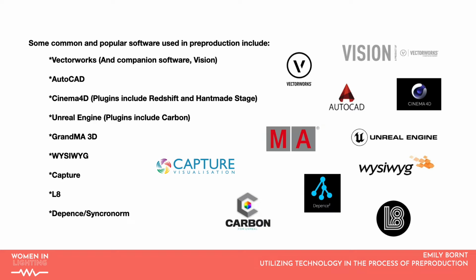There are a variety of options for previs and pre-programming. grandMA 3D, WYSIWYG, Capture, L8, and Depence 2 are current popular options. Some are able to integrate video content, pyro, special effects, and even water features for better full production visualization. There are also a variety of price points on all of these depending on how much muscle you need.